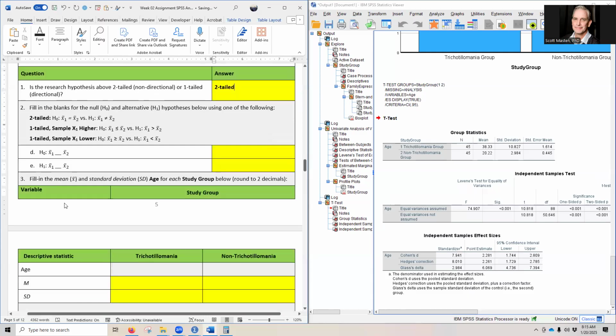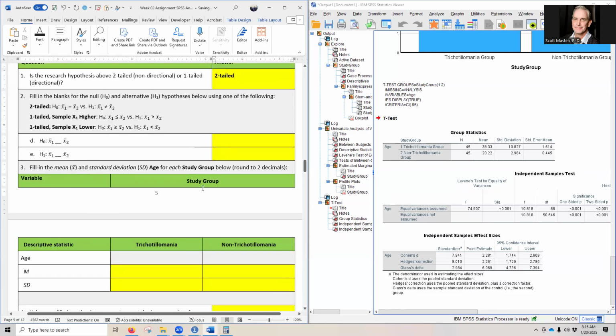We only have one way to write these hypotheses. Our alternative hypothesis, which comes from our research hypothesis, is that the means, that is the average age of the two groups, are not equal. So I will copy that and paste that here. That means our null hypothesis is all other possibilities, which is that they are equal. If we reject that, we will assume for the time being that there is a difference in the average age of folks with and without trichotillomania in her study.